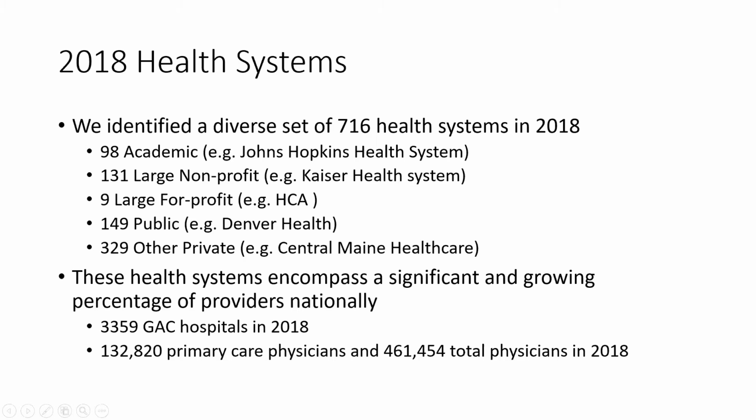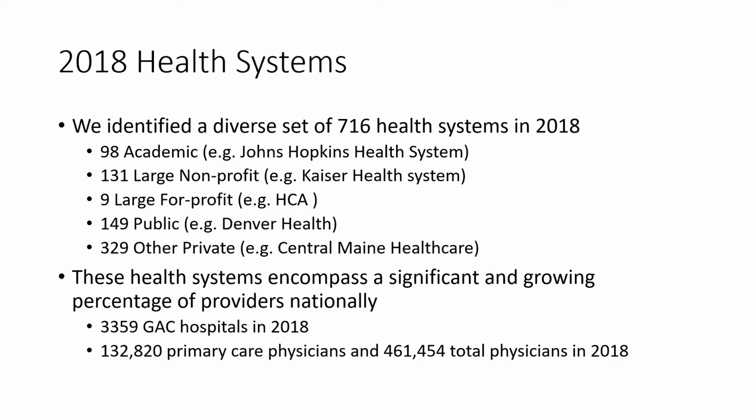So if you look down at the bottom, there are 3,400 general acute care hospitals that are members of health systems. Primary care physicians, specialists, you can see down there, a lot of them are in health systems. Not so much on the patient end, and I'll show you some statistics on the patient end, but certainly on the provider end, many of the biggest providers are in health systems.